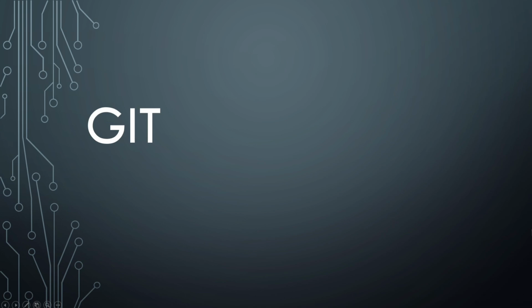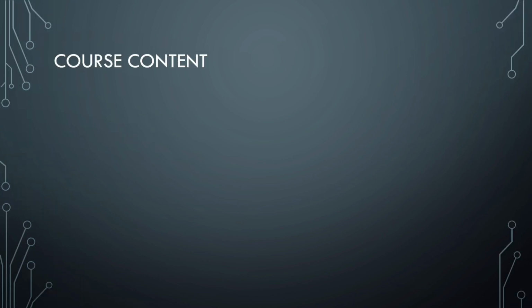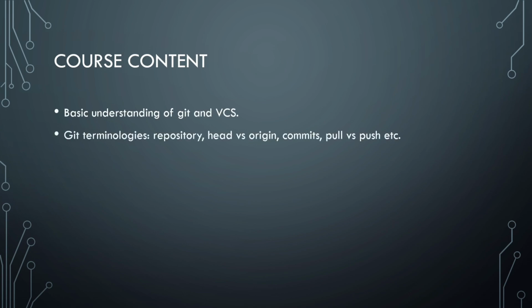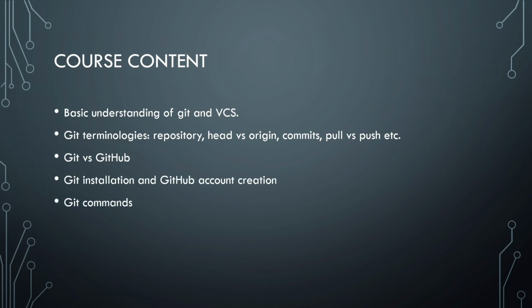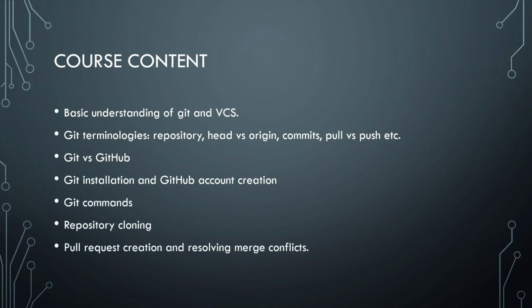Welcome. From this video we will be starting a Git course. And we will be learning about a basic understanding of Git and VCS, Git terminologies like head, origin, commit, pull, push and many more. Then we will learn what is the difference between Git and GitHub, along with installation of Git and creation of a GitHub account. We will learn about Git commands, repository cloning, PR creation and resolving merge conflicts.